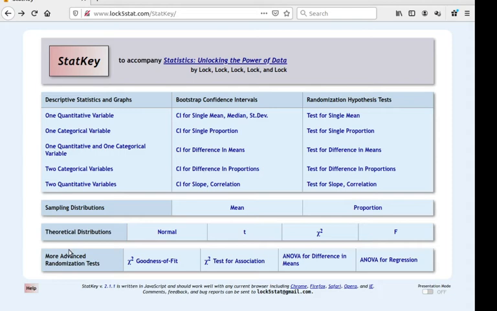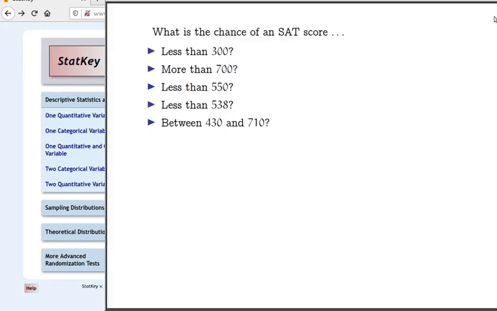Okay, let me go back to the slides. So a person can work out all of these. Now 538, of course, Stackey doesn't know that you can't get a 538 on the SAT. They only give you numbers that end with a 0, but you can still enter the numbers and see what it says.